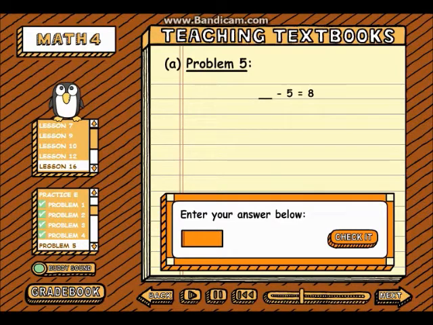Here, we have some number minus 5 equals 8. See if you can figure out what the missing number is.